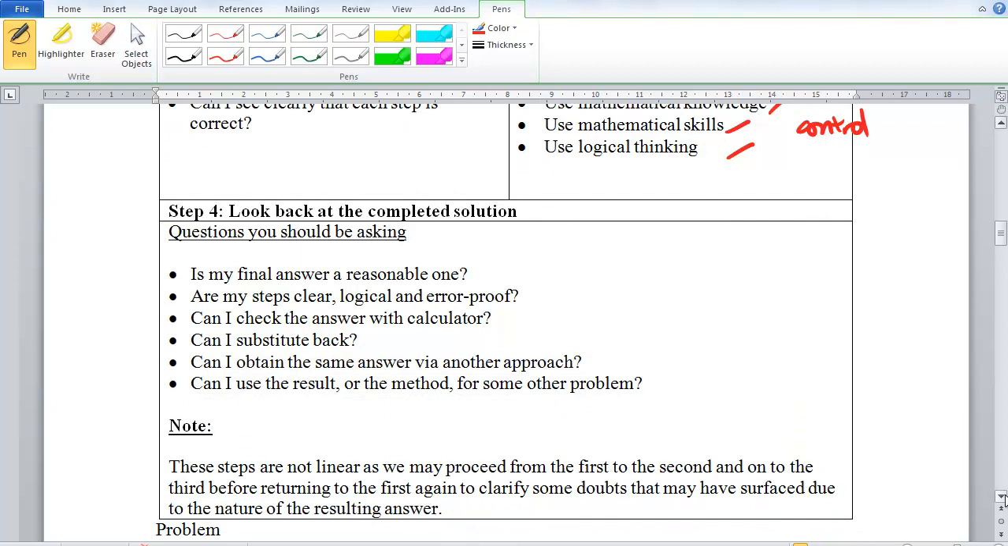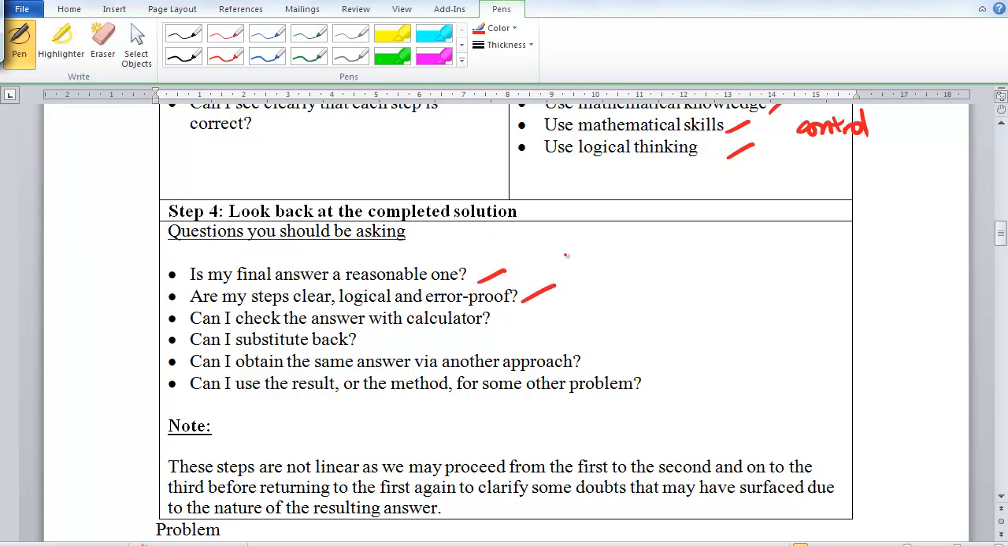So after we have solved a question, we want to look at the completed solution, and we need to do some checking. We want to ask whether our final answer is a reasonable one. Are our steps clear, logical, and error-proof? Check through. Well, probably you want to check the answer with a calculator or substitute back to see whether the answer is reasonable. Can we obtain the same answer via another approach? Or can I use the method for some other problem? We'll try to check and extend our solution.